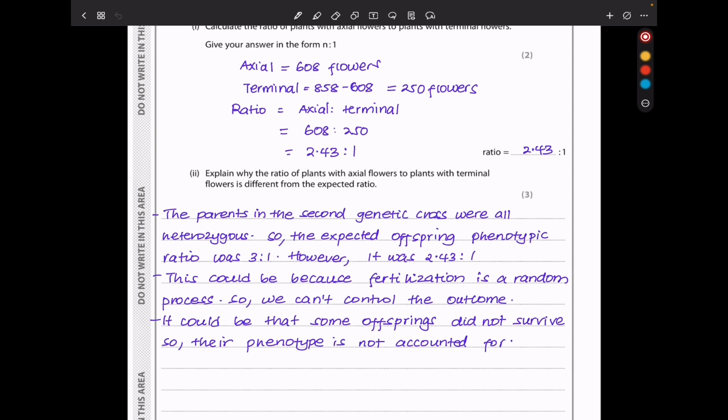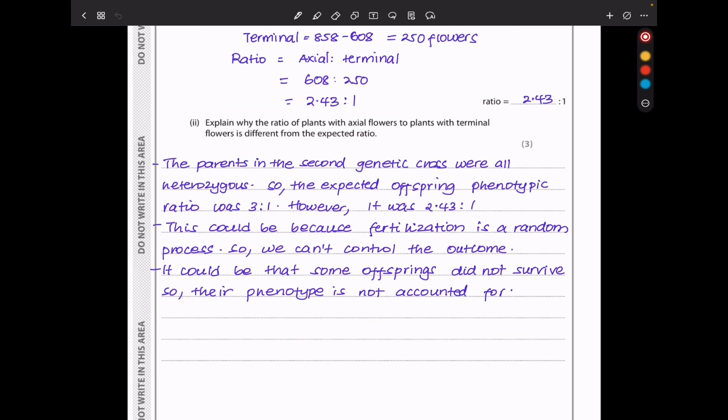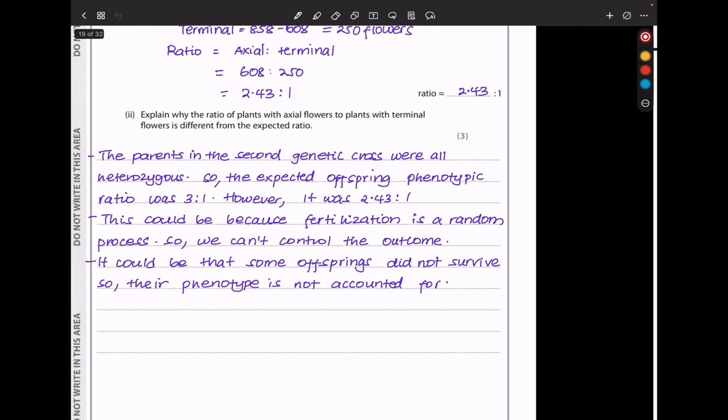Maybe some organisms did not grow to maturity, maybe because fertilization is a random process we cannot control, and so on. So I said the parents in the second genetic cross were all heterozygous, so the expected offspring phenotype ratio is 3:1. However, it was 2.43:1. This could be because fertilization is a random process, so we can't control the outcome. It could also be that the offspring did not mature or some offspring did not survive, so their phenotype was not accounted for.